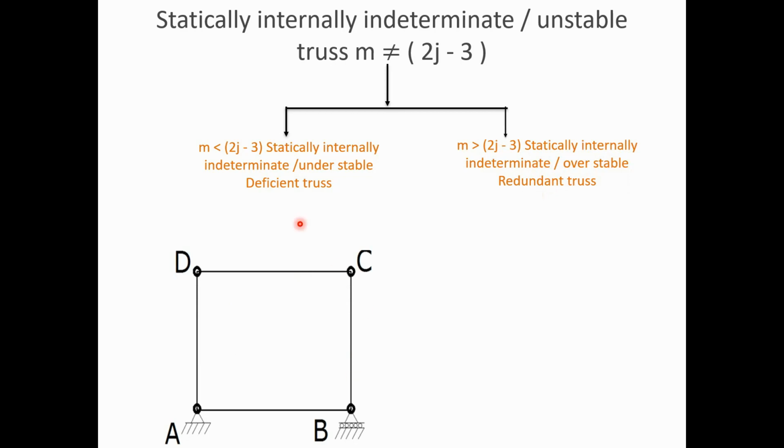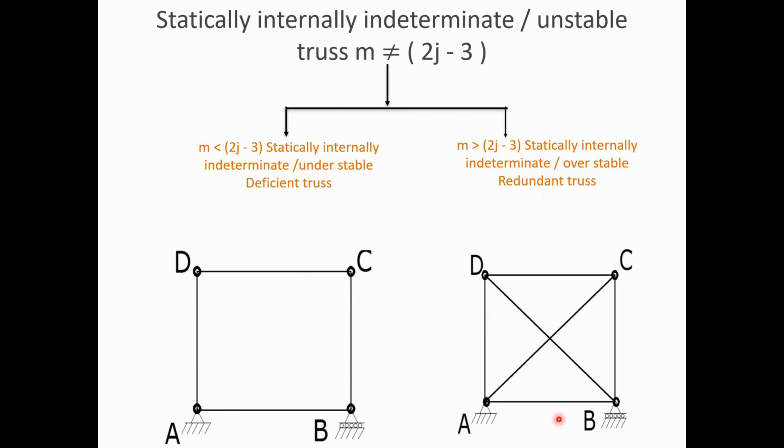Let us discuss one example of truss. Here is one example of a deficient truss ABCD, and here is one more example of a truss which is a redundant truss, ABCD, which has two additional members compared to the previous one. Let us check the stability of these trusses internally. In the first truss we have 4 members, so m is 4, and the number of joints is 4, so j is 4. Putting these in, 4 is less than 5. So there is a deficiency of one member to make this truss stable.